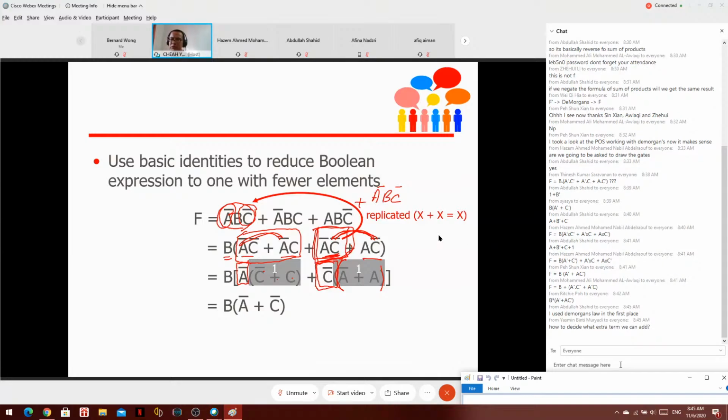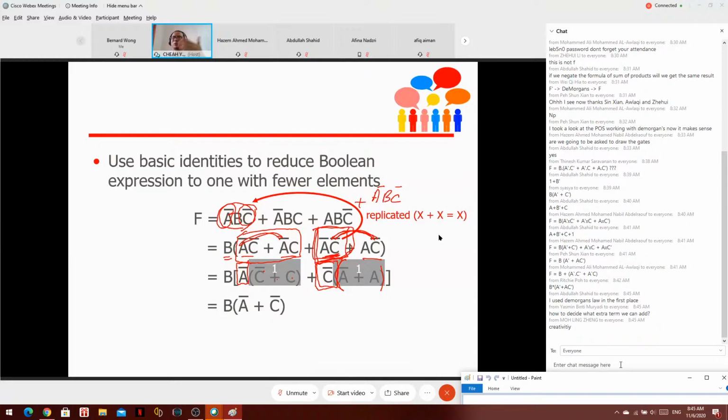How to decide what extra term we can add? That one I cannot tell you, because through experience, you then add extra terms that will help you. In this case, we are adding the extra terms so that we can remove one of the variables out and then do the bracket. Yeah, creativity. That's a very good explanation.